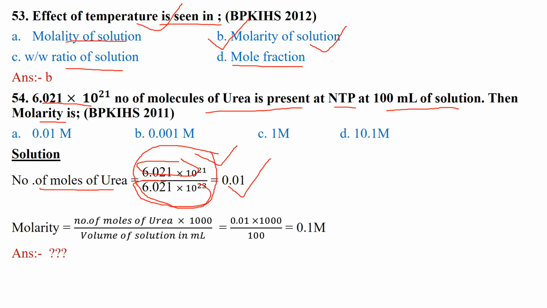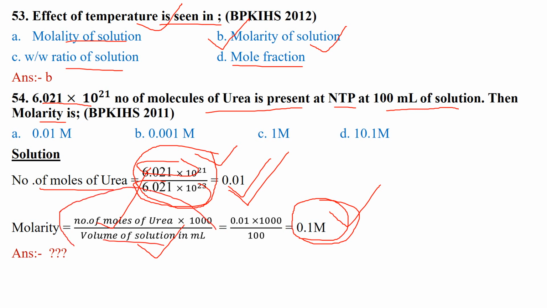Then molarity is equal to number of moles of urea divided by volume of solution in ml into 1000. The answer is 0.1 molar, but this answer is not given in any options. 0.1 molar is not given here, but the number of moles of urea is 0.01 mole. Number of moles of urea divided by volume of solution in ml into 1000 is the calculation of molarity. 0.1 molar is the answer, but it is not given here.